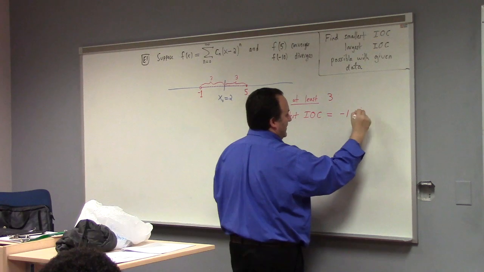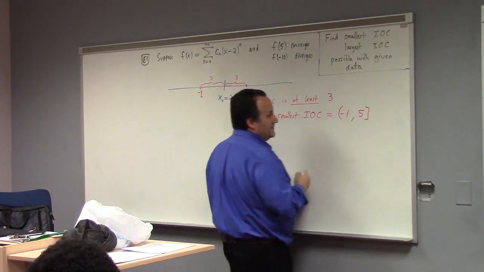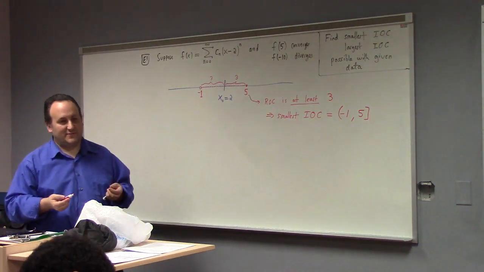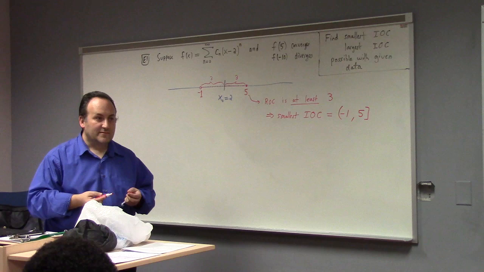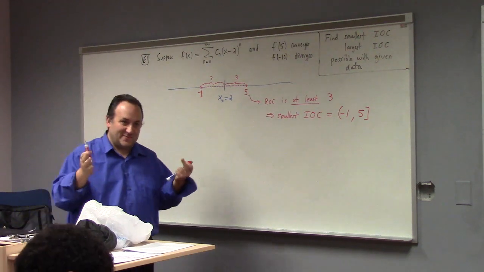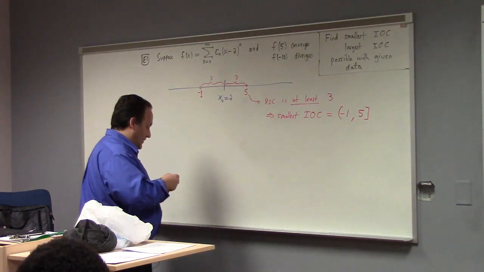Now which do I include? Which do I exclude? Not including -1, including 5, right? Why is 5 included? Why does it converge at 5? Because we said so, right? Don't think too hard about this. It was given in the problem, all right? It was given.